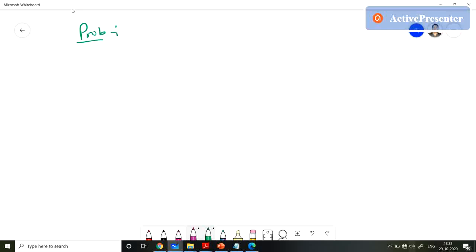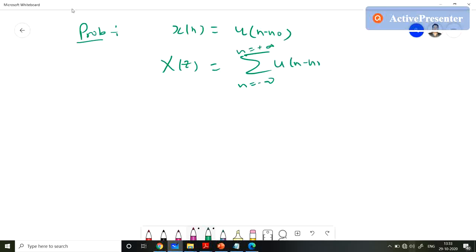The problem is we have x[n] equals u[n minus n naught]. Now the z transform is the summation from n equals minus infinity to plus infinity of u[n minus n naught] z raised to the power minus n. So n minus n naught we can put as k.